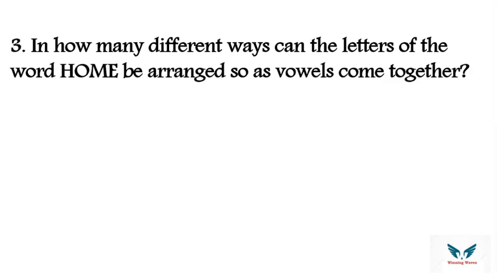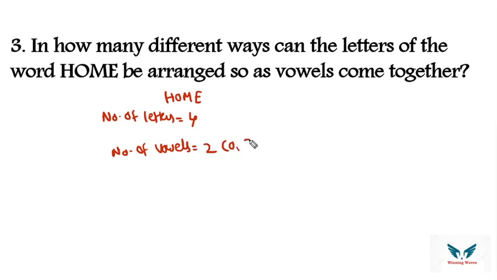Question number 3. In how many ways can the letters of the word home be arranged so that vowels come together? Okay, so the number of letters is 4. The word is home, right? Then the number of vowels is 2. What are the vowels? O and E. Then the remaining 2 letters, which are H and M, are consonants, 2 in number, right?